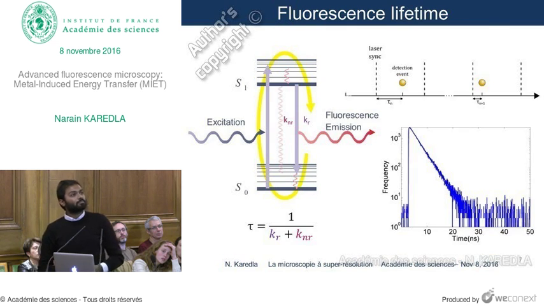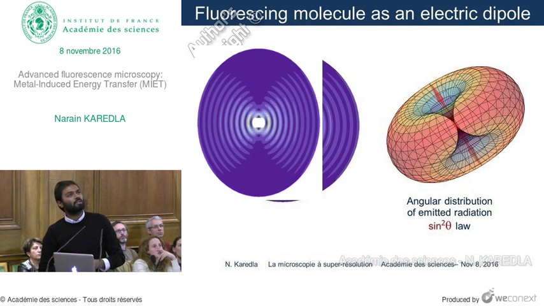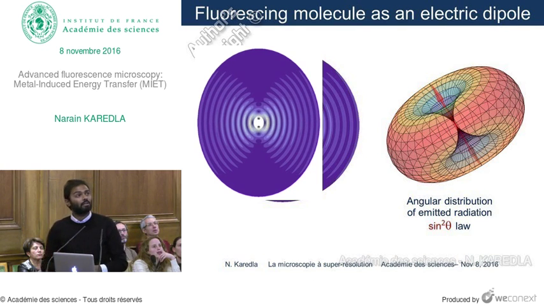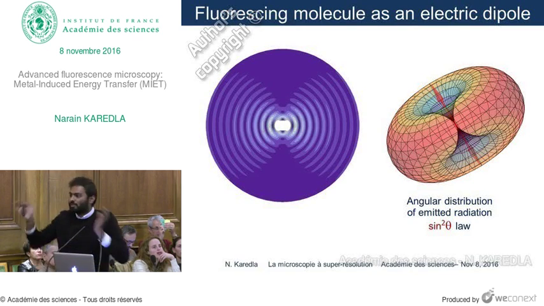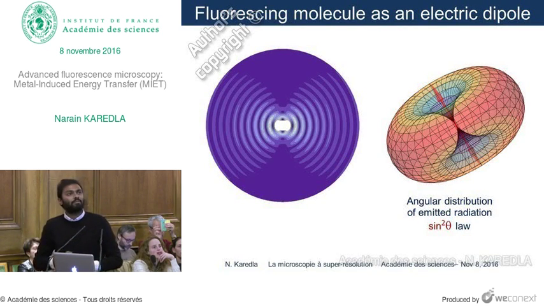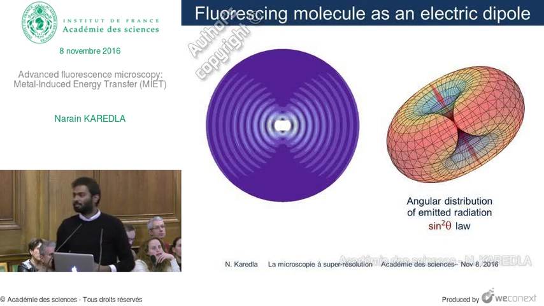Apart from this, another fundamentally important quality of a fluorescent molecule is that it behaves like an electric dipole, which oscillates at terahertz frequency, and it emits electromagnetic radiation perpendicular to its oscillation direction, as shown here. If you look at the energy distribution in a homogeneous space around this oscillating dipole, it follows the sine square theta law, where theta is the angle between the observation point and the axis of the dipole's oscillation. So it looks like a toroid in shape.